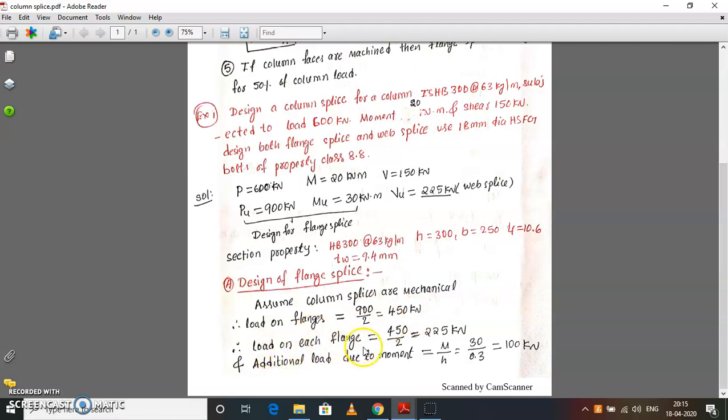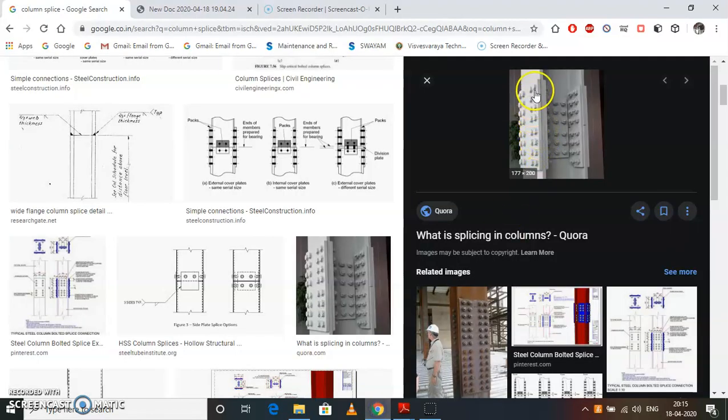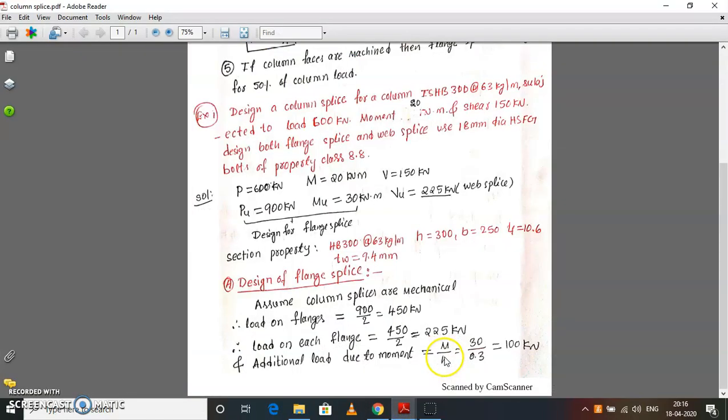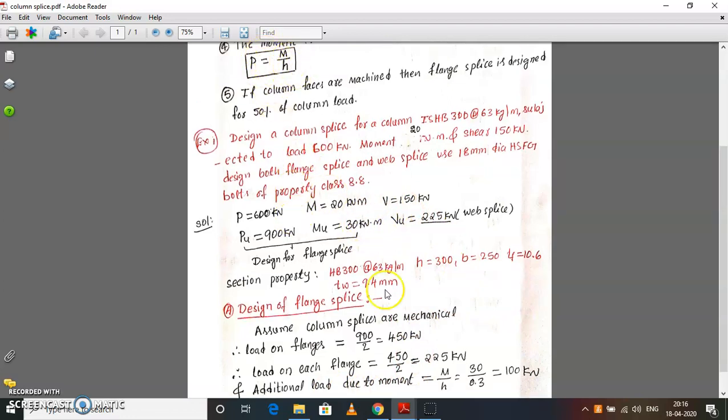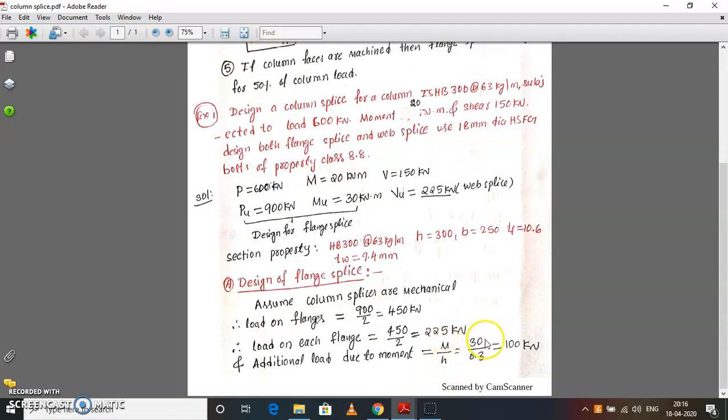Again, load on each flange. You can see here there are two flanges. This is one flange, another one is on the other side. Therefore 450 is to be divided between two flanges, so 450 divided by 2 is 225 kilonewton. And additional load due to moment. There is a moment here, 30 kilonewton meter, that has to be converted into a load according to this formula, M by H. M is 30, H, depth of the section, is 300 mm, that is 0.3. So that works out to be 100 kilonewton.